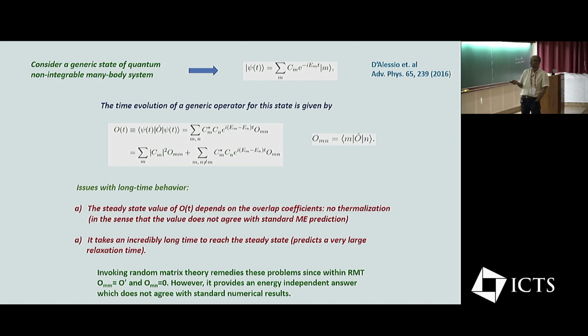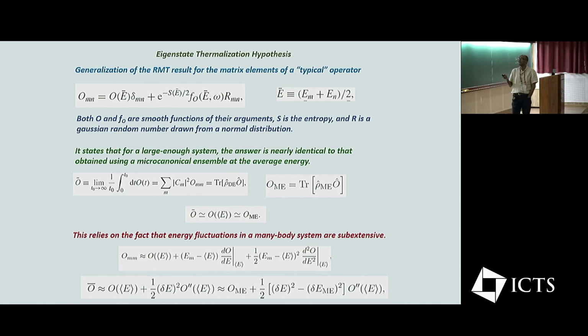So invoking random matrix theory, which predicts that these matrix elements, O_MN, essentially have the following form: O_MM is equal to some number and O_MN is 0, remedies both of these problems, but it provides an energy independent answer, which is again not something that you see in standard statistical mechanics. So the eigenstate thermalization hypothesis is a generalization of this random matrix theory result, where the form of the matrix element is essentially taken to be this. The diagonal elements depend on some average energy, and the off-diagonal elements are essentially suppressed by this entropy factor, which is extensive.